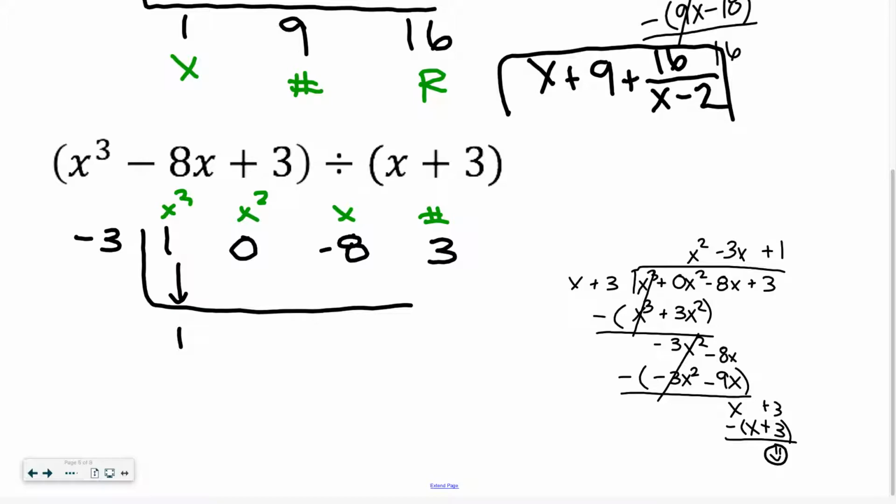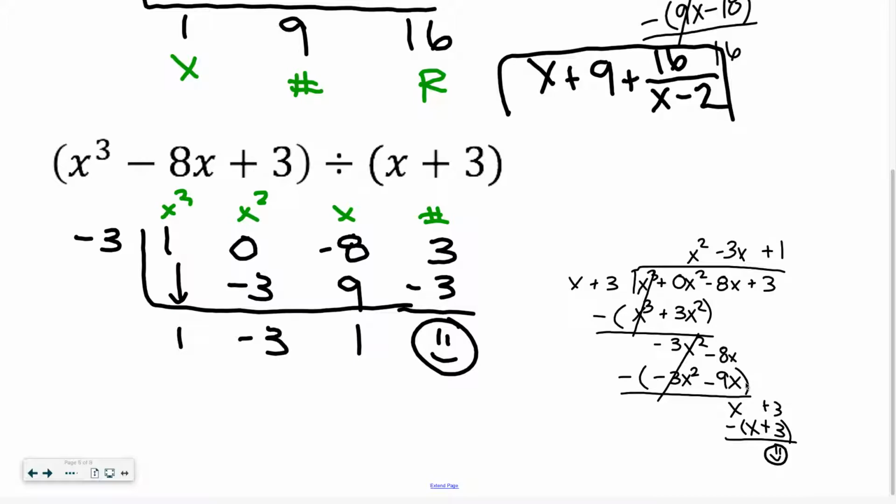Multiply 1 times negative 3. Negative 3. Add down. 0 plus negative 3 is negative 3. Multiply negative 3 times negative 3. 9. Add down. 1. 1 times negative 3. Negative 3. Ooh, love that. Put a smiley face in my 0 because I love it so much. Makes me so happy.